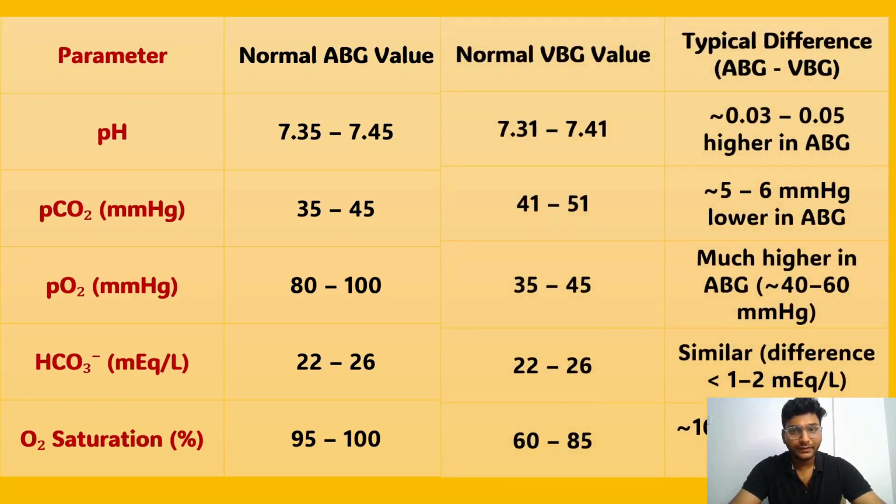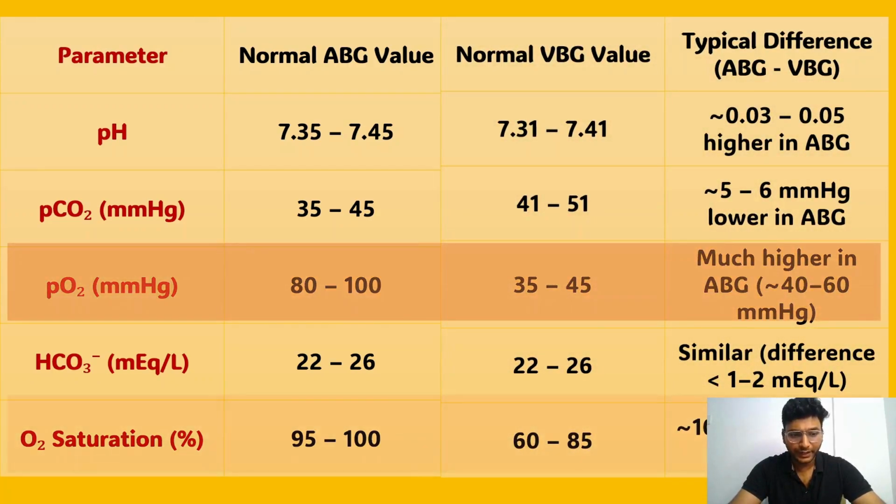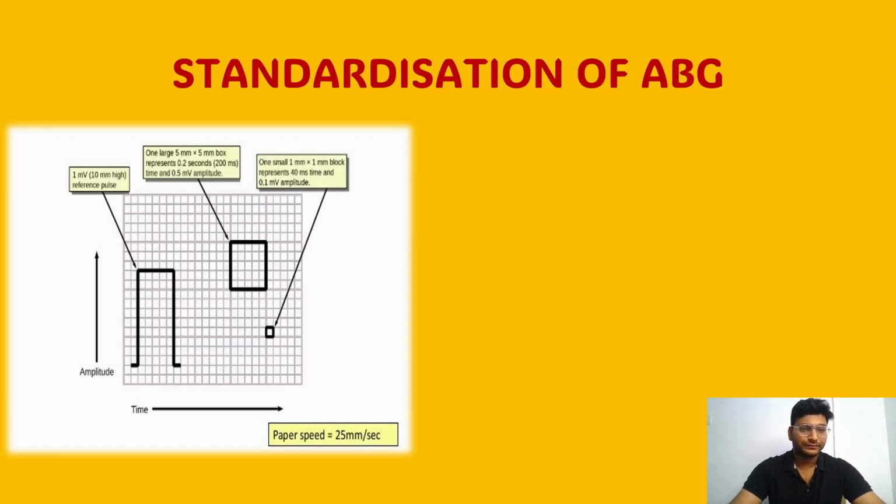And if you compare VBG and ABG, except for your PO2 and saturation, where there is a much higher difference and a wide range of values, the others have a very close relation or close value. So only in case of hypoxemia or abnormal oxygenation or ventilation do you have to take an ABG, right?